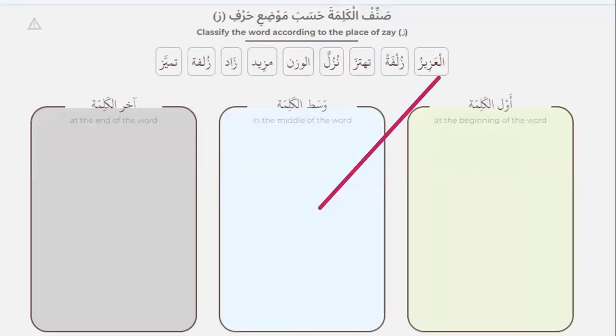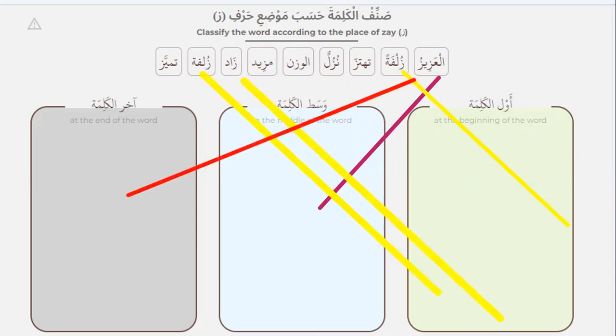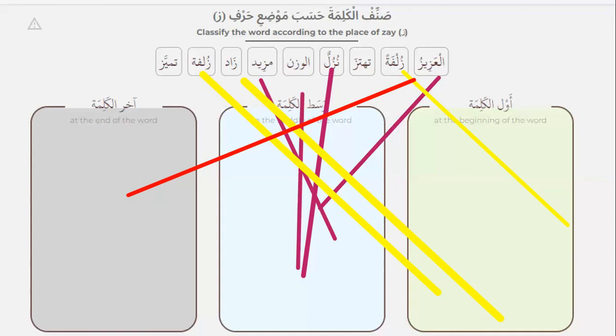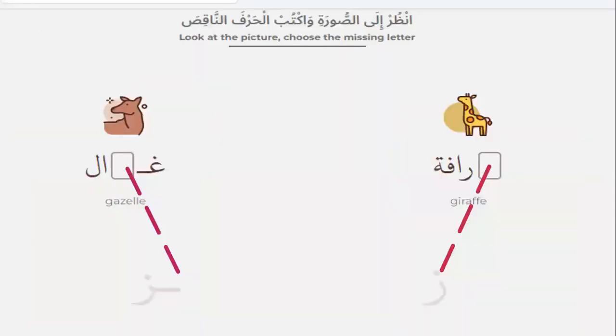Okay, please tell me, can you find words that have letter Zai in the beginning? Zulfatan, yes. Another word, zad, yes. In the middle. At the end, okay, al-azizu. Another word. In the middle, mazidu, alwazn, nazla. At the end, tahtazzu, tamayyazu. Yes. Good. Okay.